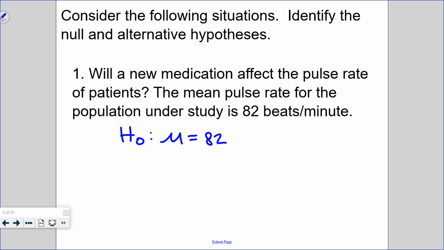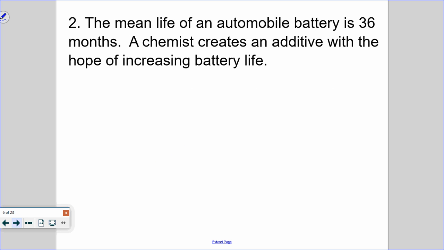Now the question is, will it affect the pulse rate? Does it specify that we want it to go up or go down or just be different? Just be different. Okay, so our alternative hypothesis is that mu is not equal to 82. So it's just different. This would be a two-tailed test because you have two options: it could be greater, it could be less than. All right, let's try another one. We're only doing step one, just practicing finding the hypothesis.